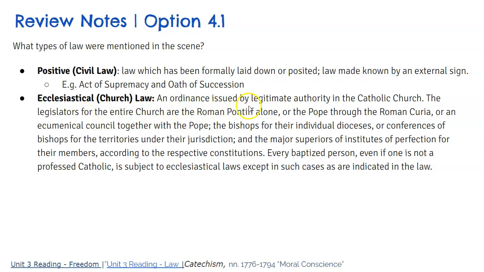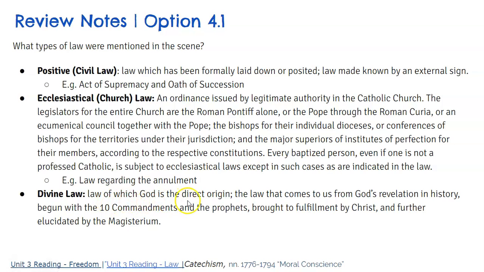What's ecclesial law? It's an ordinance issued by legitimate authority within the Catholic Church. The legislators for the entire church are the Roman pontiff alone, or the Pope through the Roman Curia, or an ecumenical council together with the Pope, the bishops for their individual dioceses, or conferences of bishops for territories under their jurisdiction, and the major superiors of institutes for the perfection of their members according to their respective constitutions. So it's basically like the magisterium. Every baptized person, even if one's not a professed Catholic, is subject to the ecclesial laws except in such cases as indicated in the law. So the law regarding the annulment, that's an ecclesial law, because that's a law that is under the legitimate authority of the church.